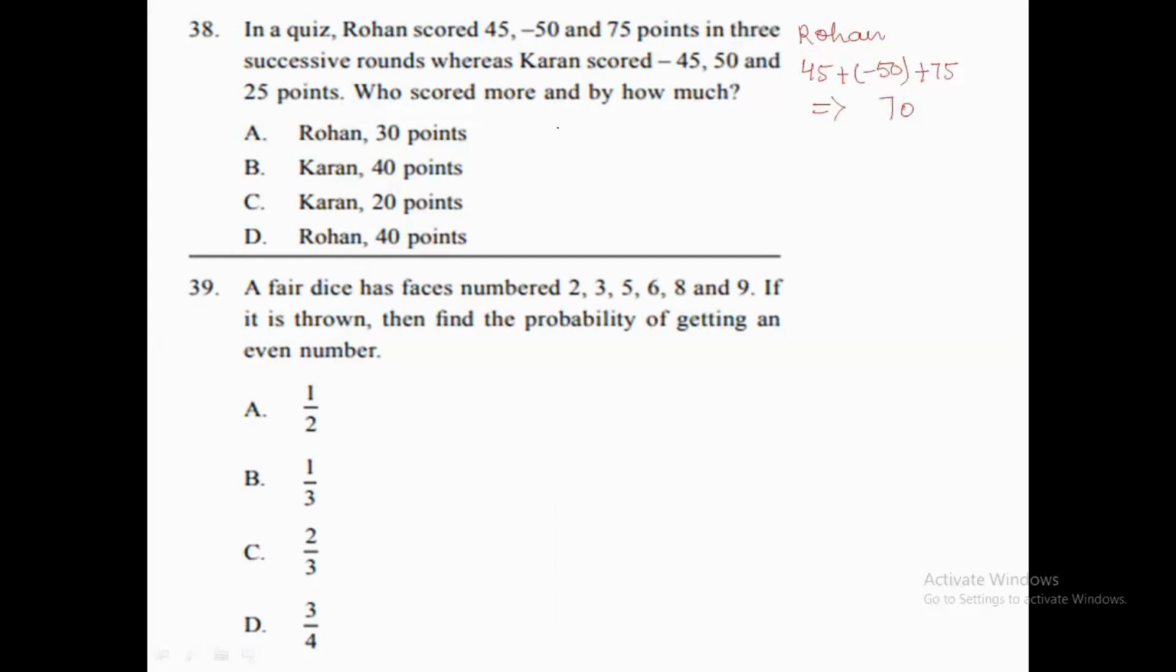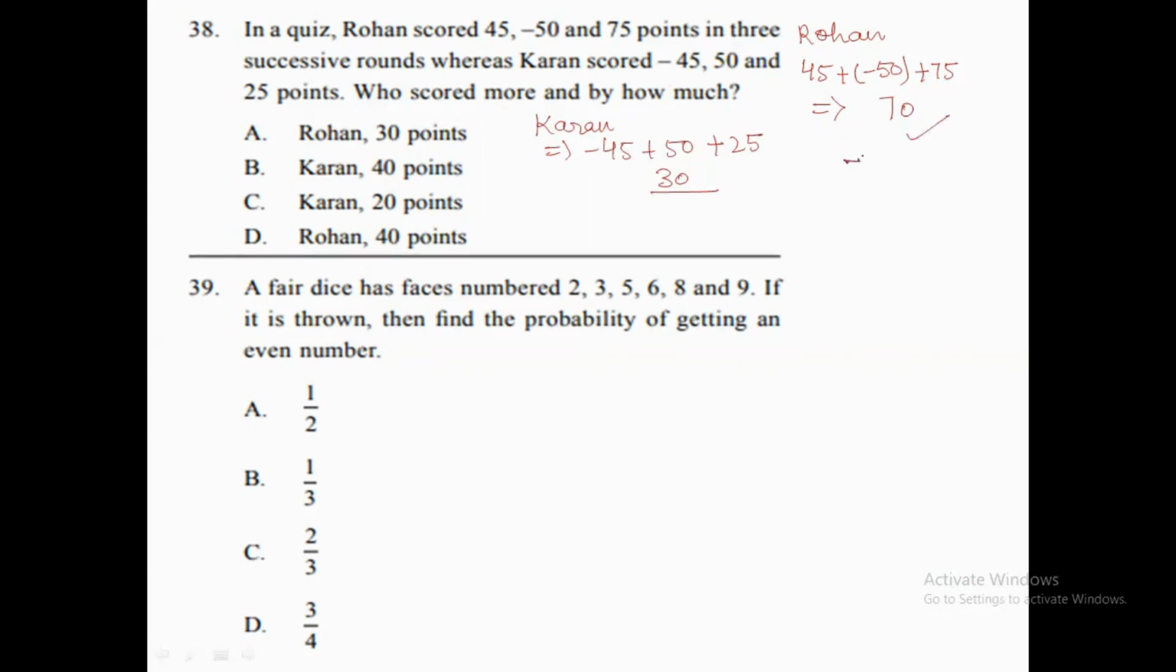Now let's count the total for Karan. Karan scored minus 45 in the first round, then he scored 50 in the second round, then 25 in the third round. When we calculate it, 50 minus 45 is equal to positive 5, and 5 plus 25 is equal to 30 only. So he got 30. Now the question is asking who scored more? Obviously Rohan scored more.